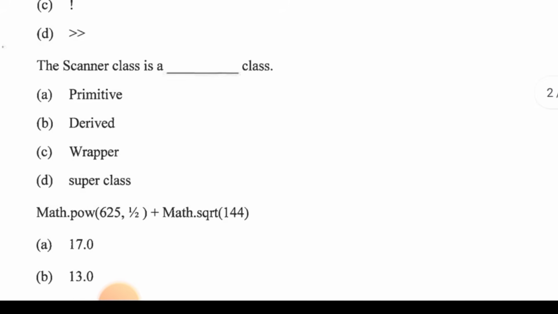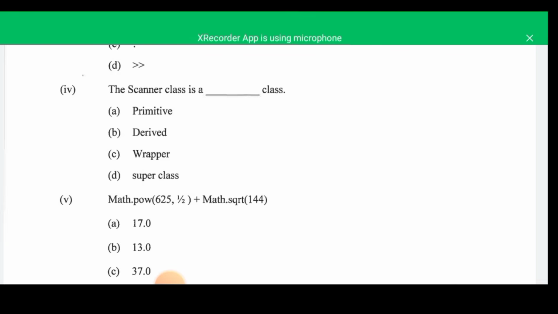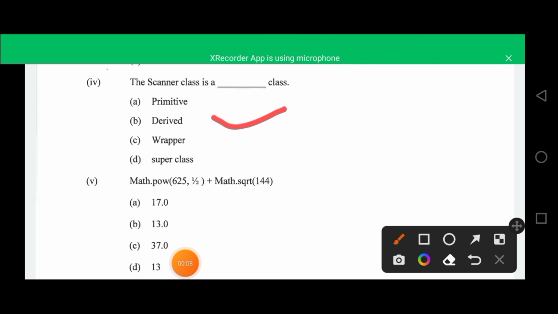Let's go to the fourth question. The Scanner class is a class. Which kind of class is it? Is it primitive, derived, wrapper, or super? So the Scanner class is what? It's a derived class. Scanner class is a derived class.